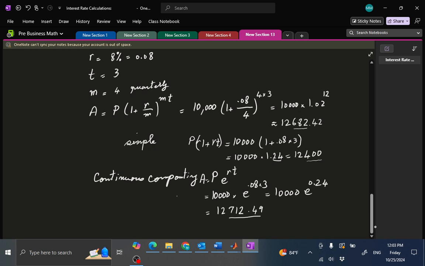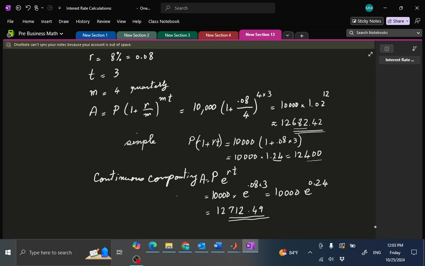Notice that this one even beats that one. So, everything else being the same, as you increase m, you are going to have an increase in your accrued amount and interest. Simple interest is always lower than all the other options. Continuous compounding is always higher than all the other options.